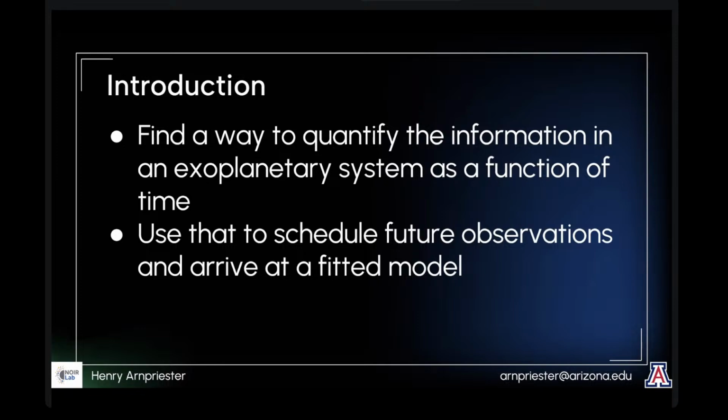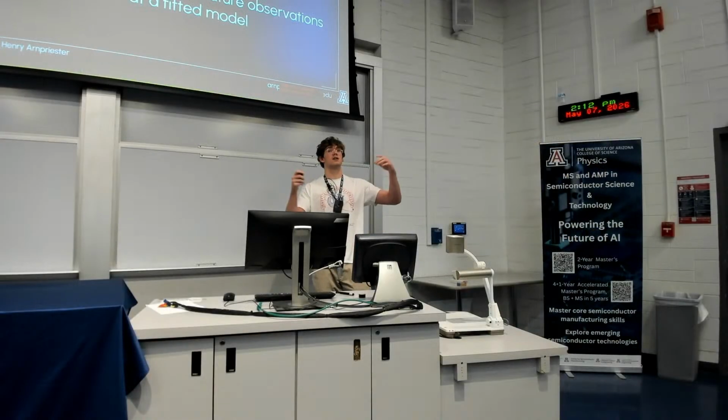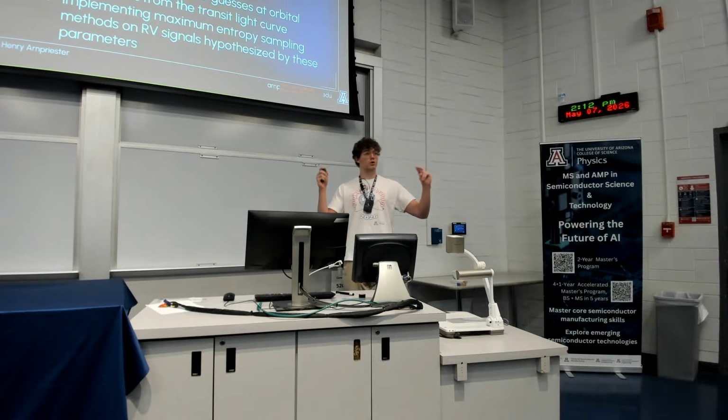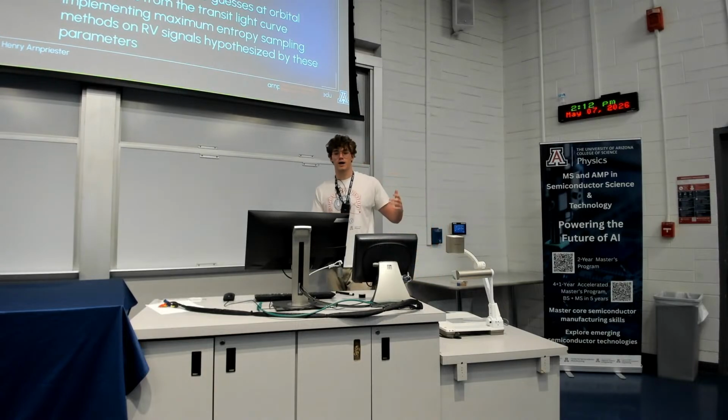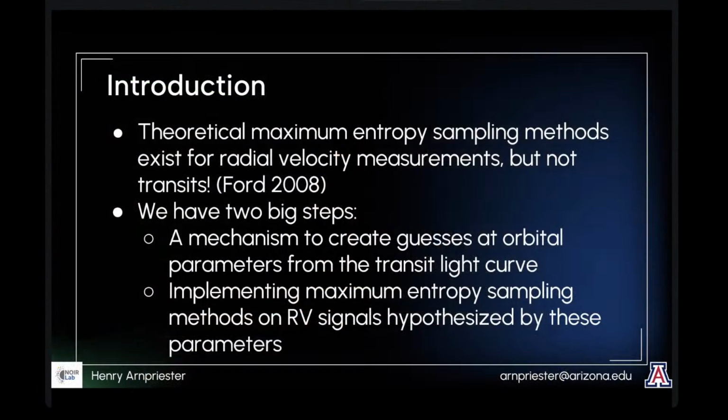function of time, and then use that to schedule future observations to arrive at a fitted model. And we want to do this specifically for test data, which is collections of transits. So, this information scheduling strategy is called maximum entropy sampling. And methods have been theorized for radial velocity signals, specifically in a 2008 paper. Even though it's been two decades, no one has computationally implemented them.